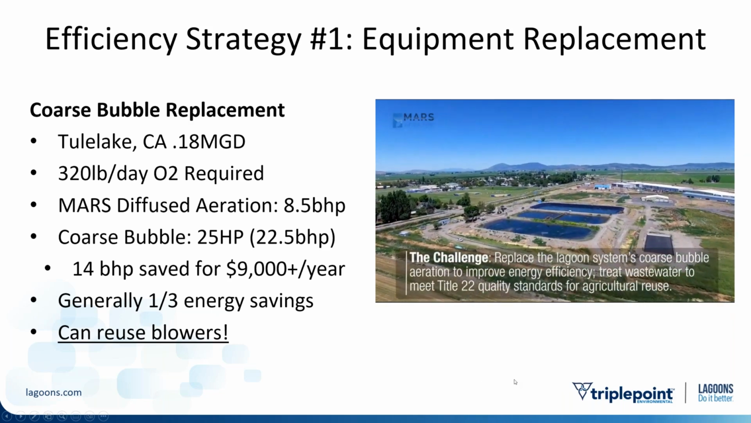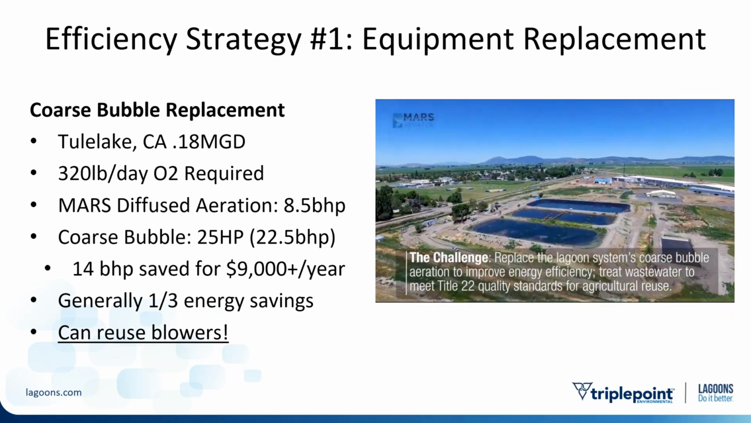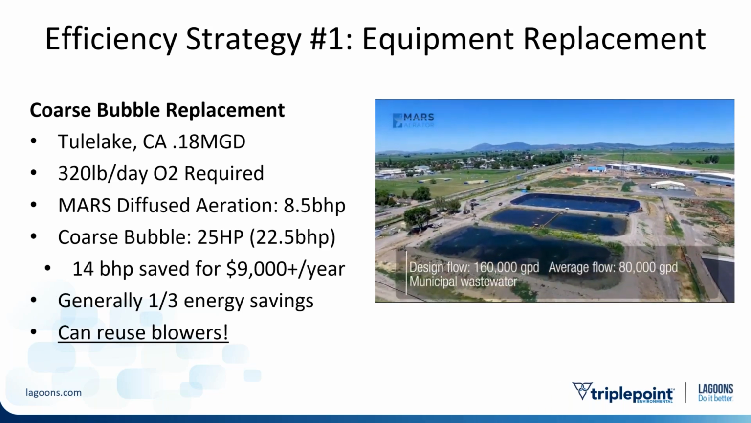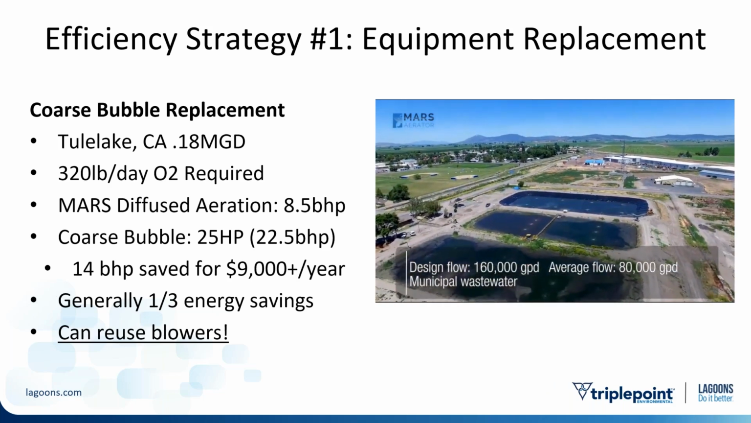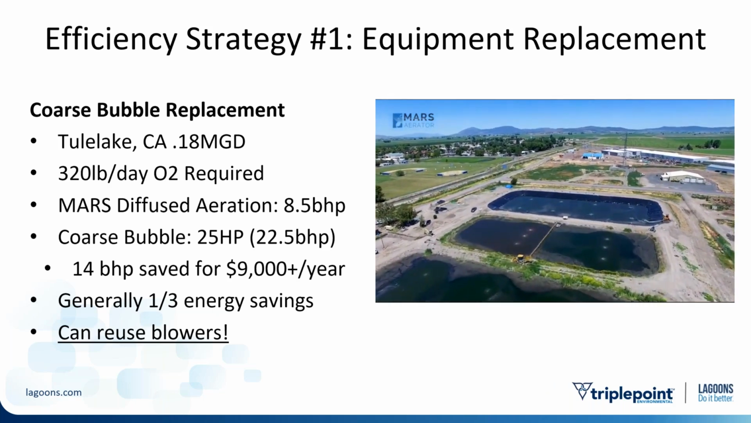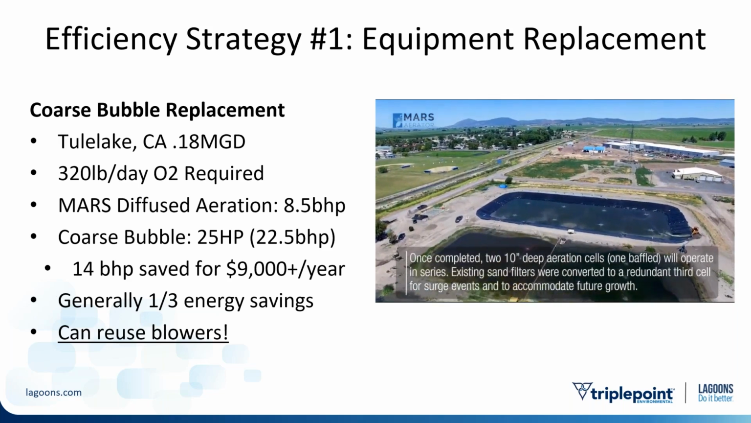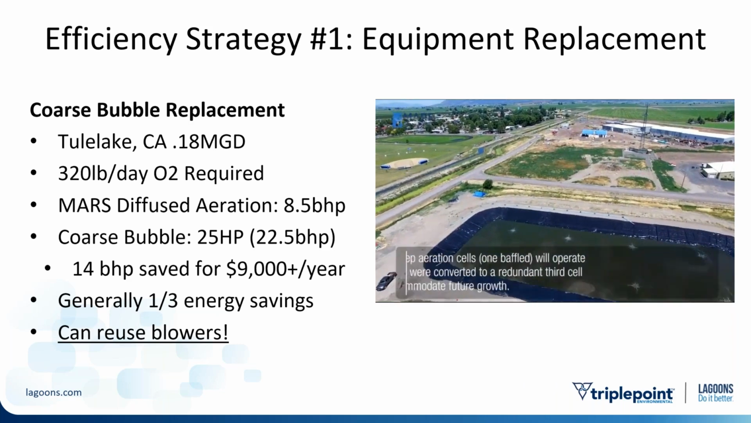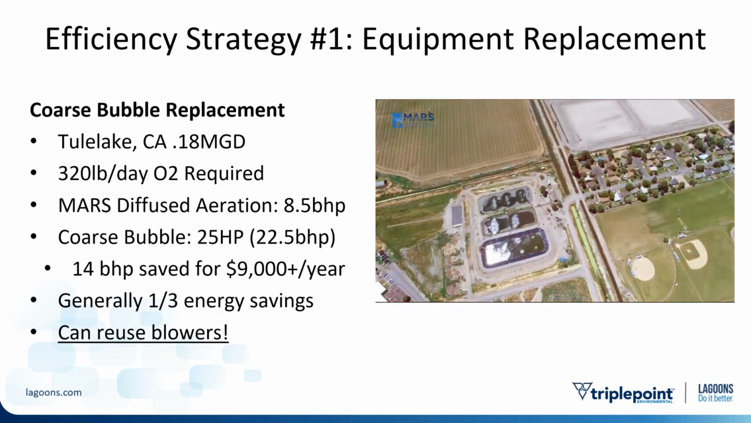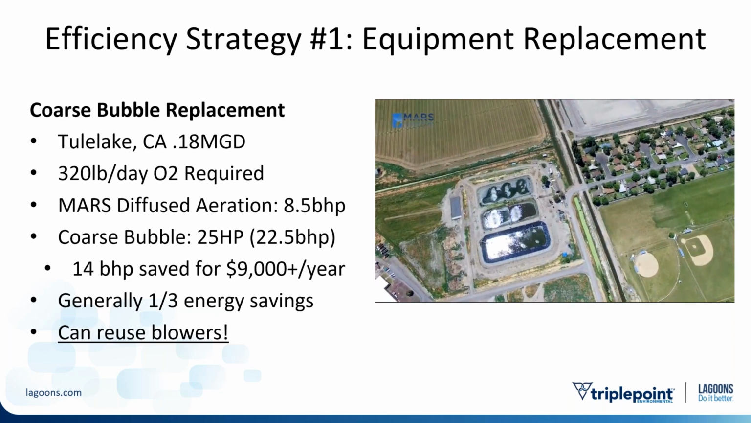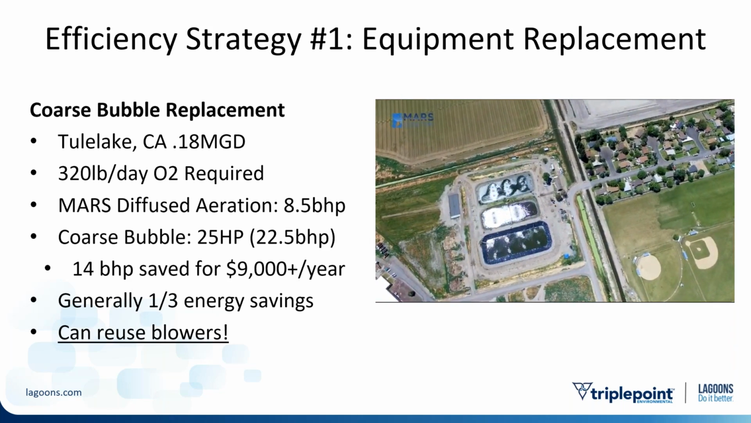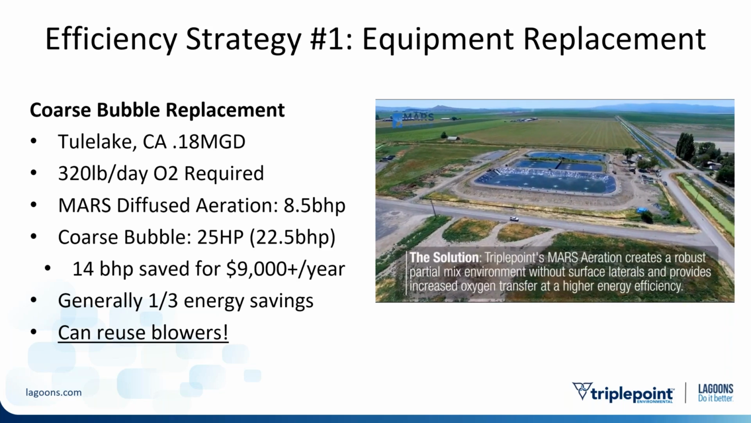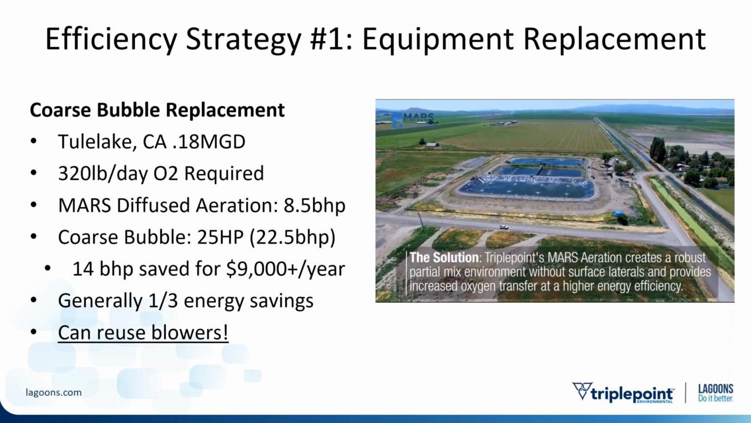The Mars diffused aeration required only 8.5 horsepower, and the coarse bubble system they had out there was already operating at 22.5 brake horsepower. So just by changing out the aeration end, the business end of their system, we were able to save 14 brake horsepower and over $9,000 per year. In general, if you're going from a surface aeration plant to a diffused aeration plant, it'll be around 50% more efficient. If you're going from a coarse bubble plant to a fine bubble plant, it'll be about 1/3 or 33% energy savings.